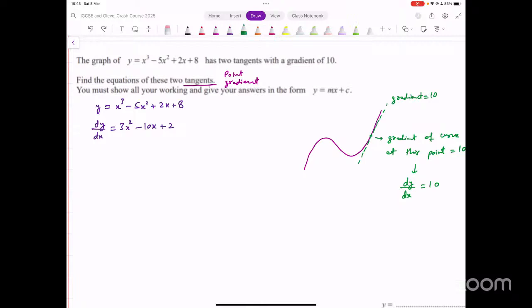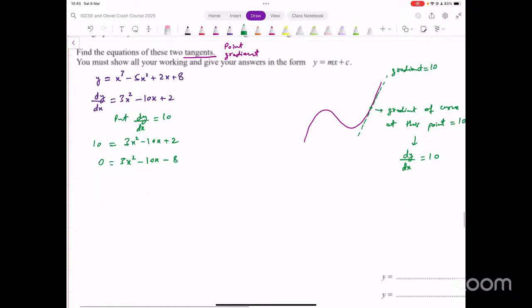Now, what we do is we put dy over dx equal to 10 to find those points that we're looking for. Because we're looking for the points where the gradient of the curve is equal to 10. 10 equals 3x squared minus 10x plus 2. And that gives us this quadratic equation: 0 equals 3x squared minus 10x minus 8. Can we factorize this?